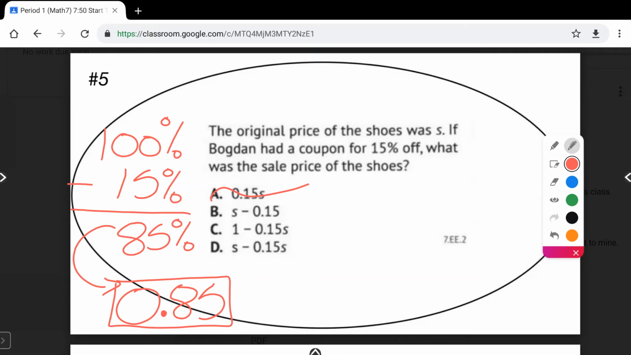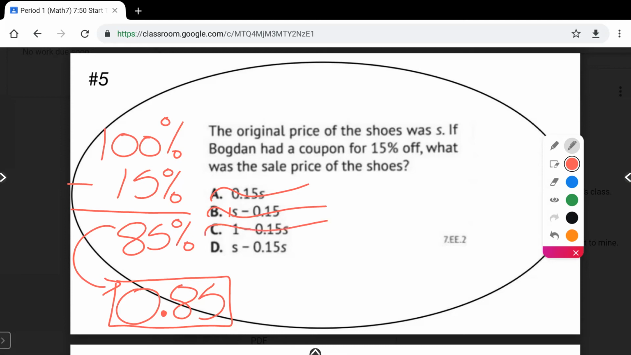The next piece of the puzzle is when I look at B, look carefully at B. B is taking a letter and subtracting a decimal from a letter. Nonsense. You cannot add or subtract numbers with letters. Then I look at C and I think, wait a second, isn't that like the same thing? I'm trying to take 1 minus a number with a letter. You can't do that either.